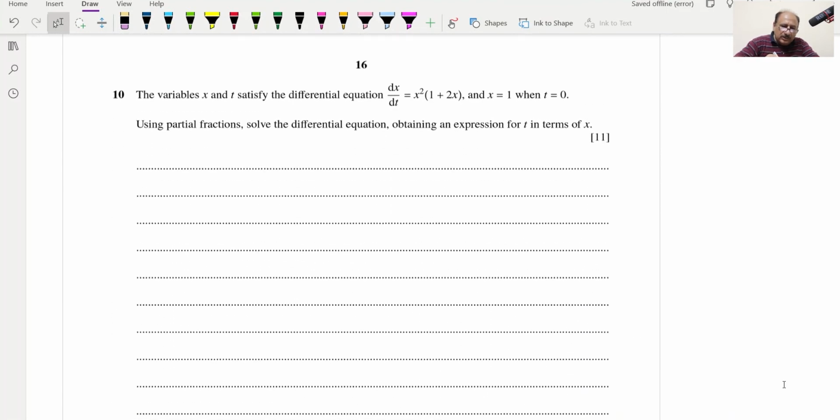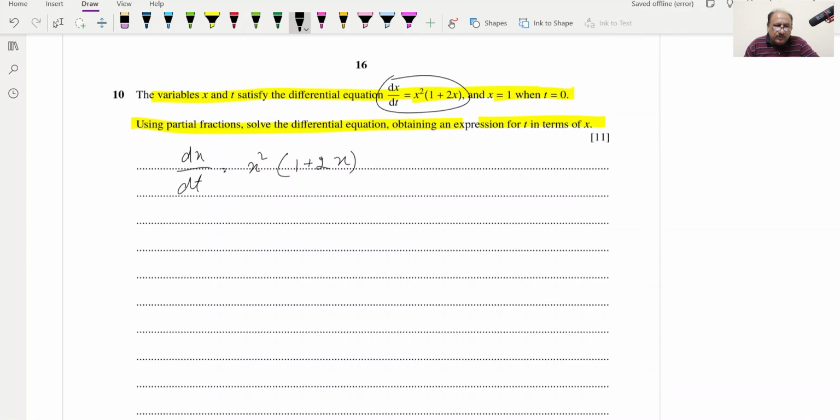Now question number 11: the variables x and t satisfy the differential equation, and x is equal to 1 when t is equal to 0. Use partial fractions, solve the differential equation obtaining an expression for t in terms of x. First of all, we will write this equation, which is dx over dt is equal to x squared into 1 plus 2x.